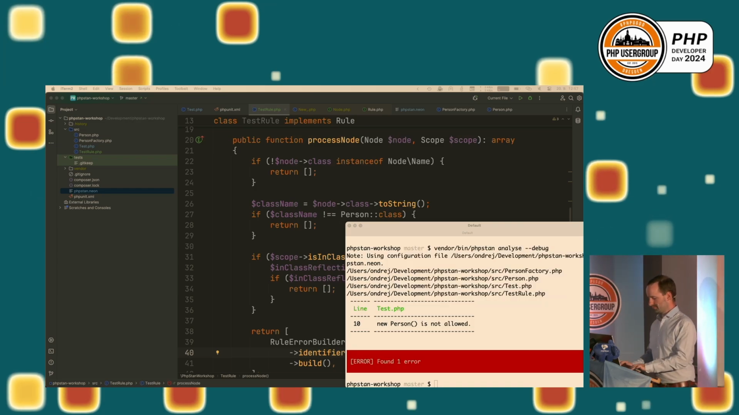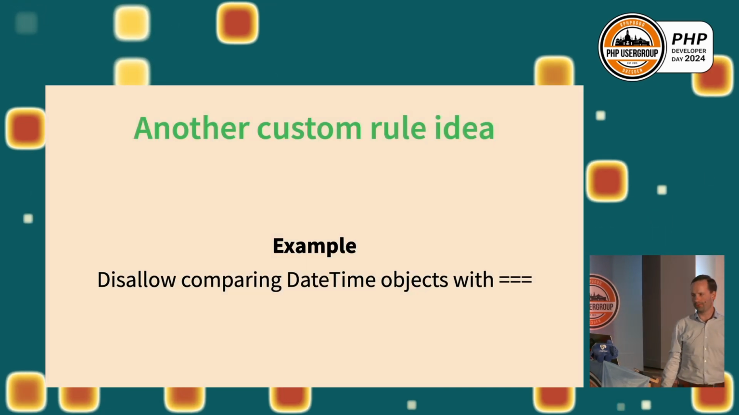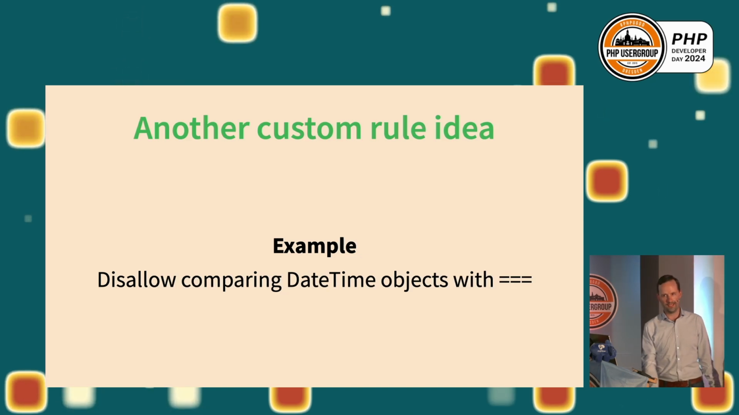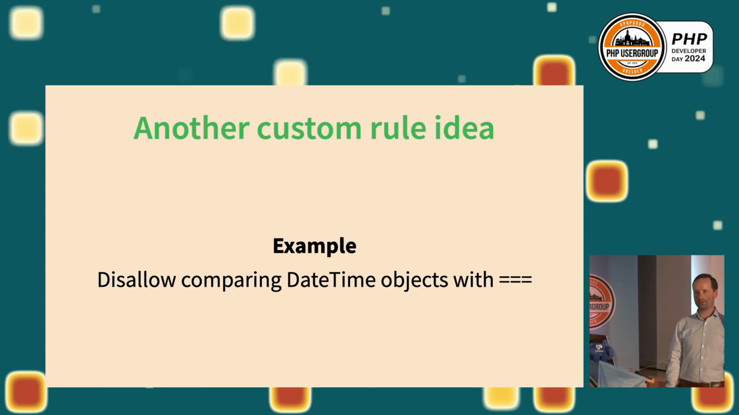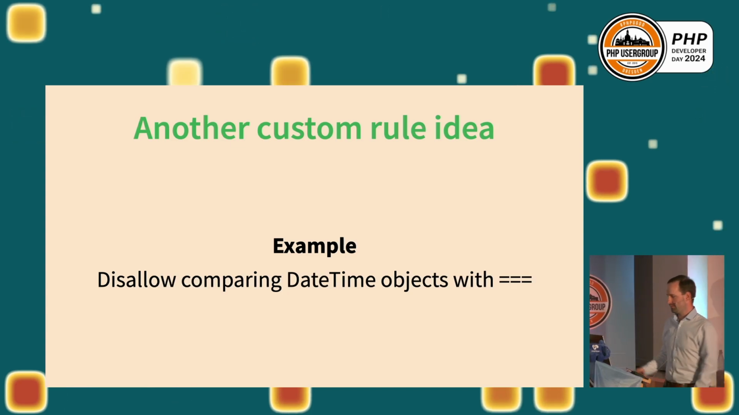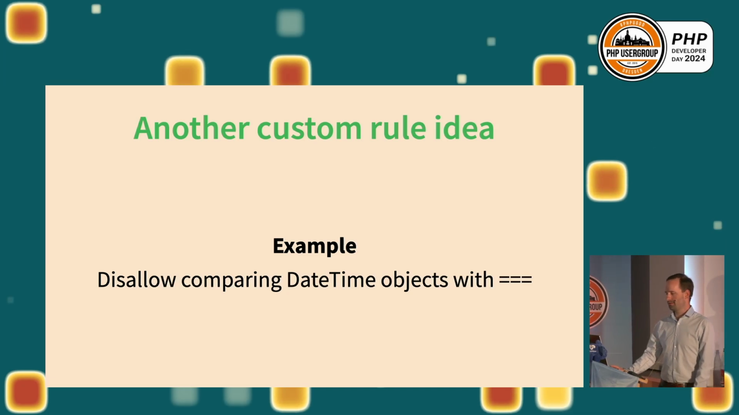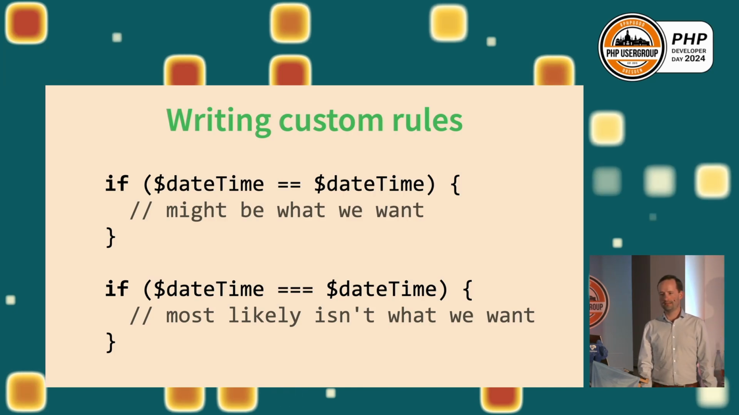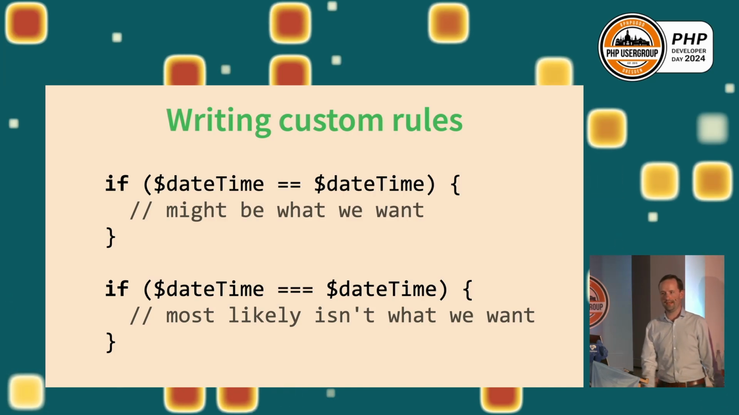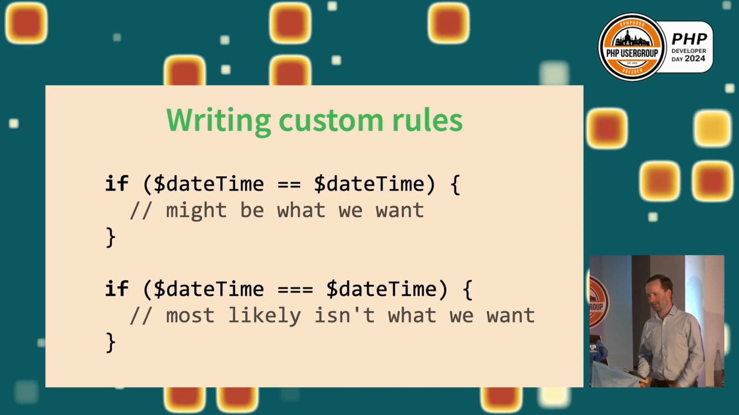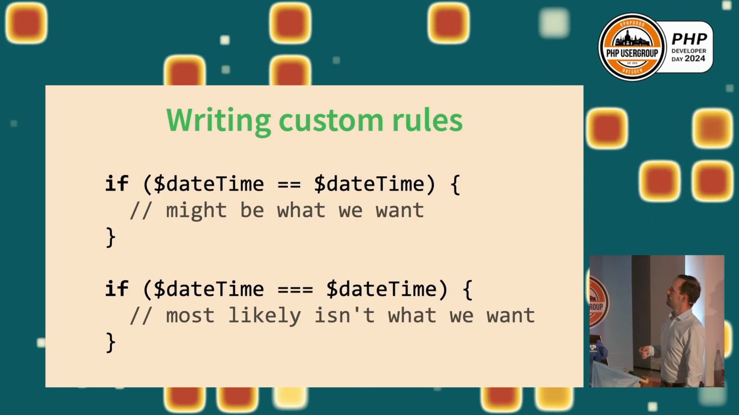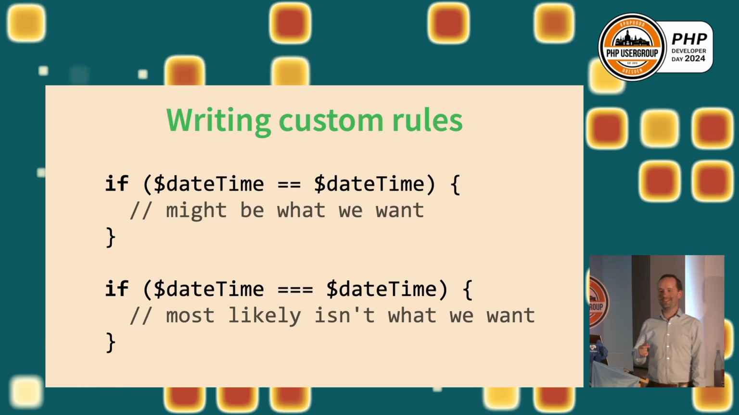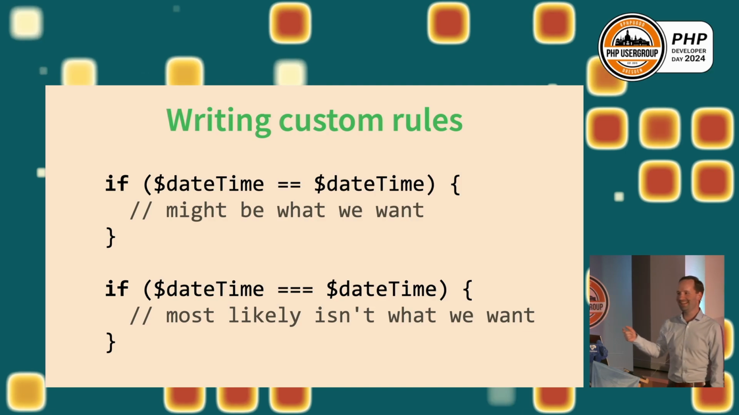All right, another rule. My idea for another rule to show you is that we should disallow comparing DateTime objects with three equal signs. And again, it's still valid PHP, but it might be wrong because the developer who wrote this might have meant something different. They might have wanted to write two equal signs, which means that the contents of the objects are compared. And I should have used different variable names. So imagine $a, two equal signs, $b.